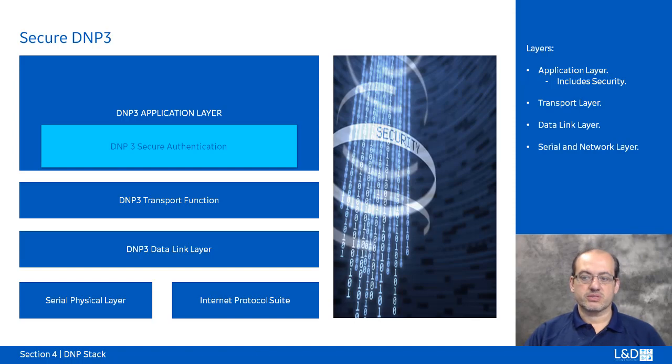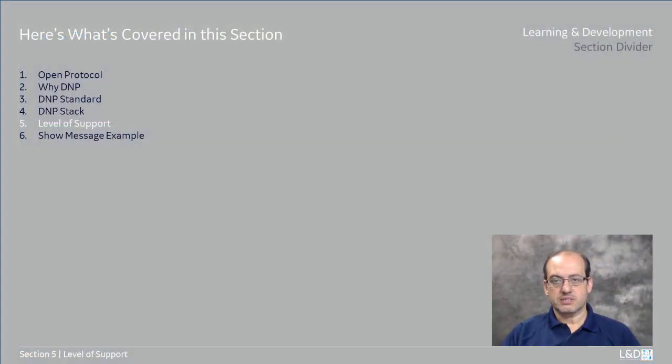So the new stack will look something like this: the application layer, including the secure authentication layer, and then a transport layer, and then a data link layer, and then a physical layer, which could be either a serial physical layer or an internet protocol suite layer. As we discussed, the devices will have some of these layers, not all of these layers, and it all comes down to the implementation of DNP in that device.